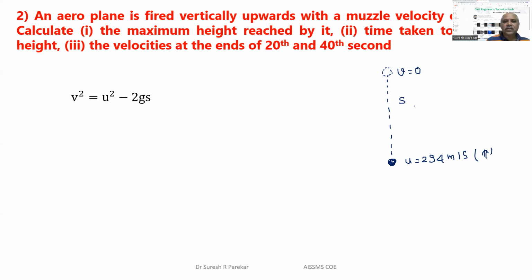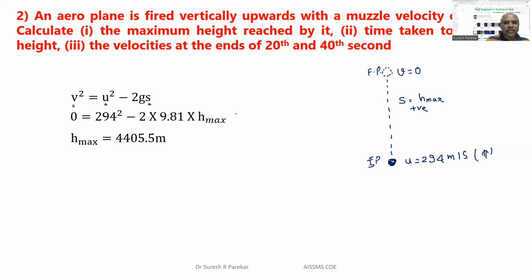Now we will use V square equal to U square minus 2GS, because we know the value of U and the value of V, and therefore we can find S. So V is 0, and we substitute 0 equal to 294 square minus 2 into 9.81 into H max. This is my initial position, this is my final position, so the value of S is positive. From this we get the value of H max as 4405.5 meters.